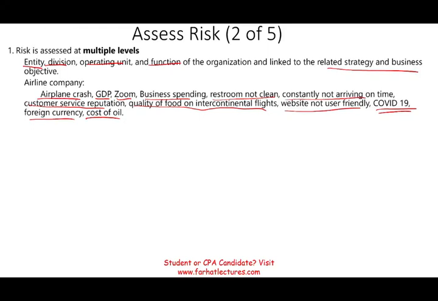Would you think that all these risks have the same level of threat? Of course not. For example, an airplane crash could basically devastate the whole company. This is an entity risk. COVID-19 is an entity risk. Okay. Well, restroom not clean. Well, it's not good, but it's not going to put us out of business. It might affect our customer reputation. Okay, it's a risk, but not like an airplane crashing, right? Or the headphones in your seat are not working. Well, that's not good.